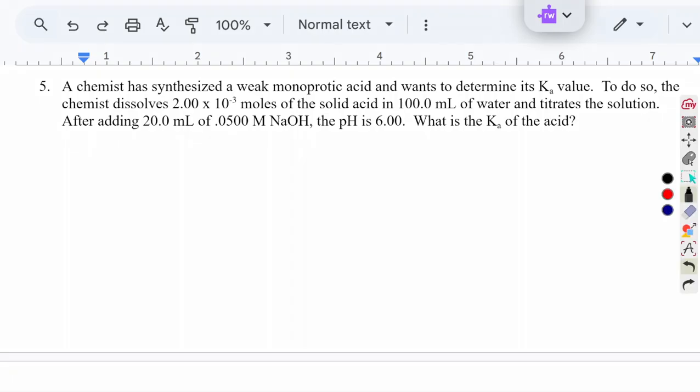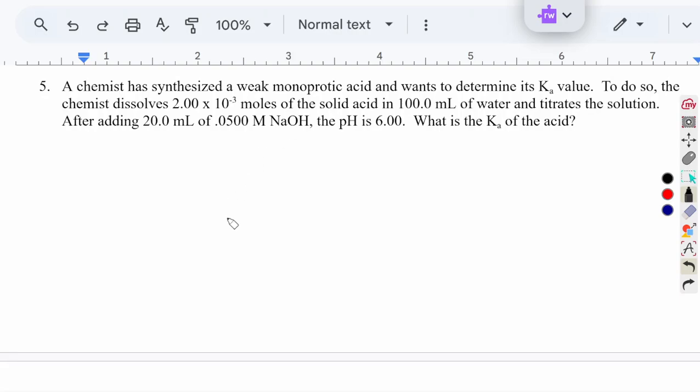So we have a weak monoprotic acid, just means one hydrogen, and we want to determine the Ka. So we dissolve 2 times 10 to the negative third moles of acid in 100 milliliters of water, and we titrate it. After 20 milliliters of strong base, 0.05 molar, the pH is 6. What is the Ka of the acid?